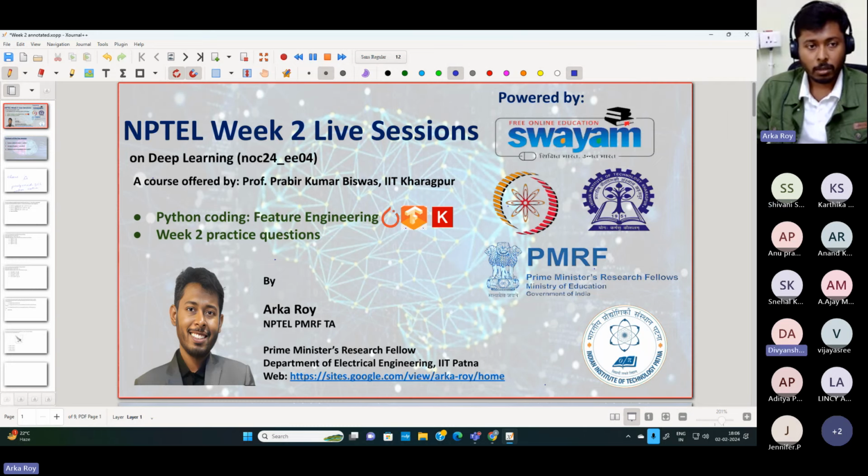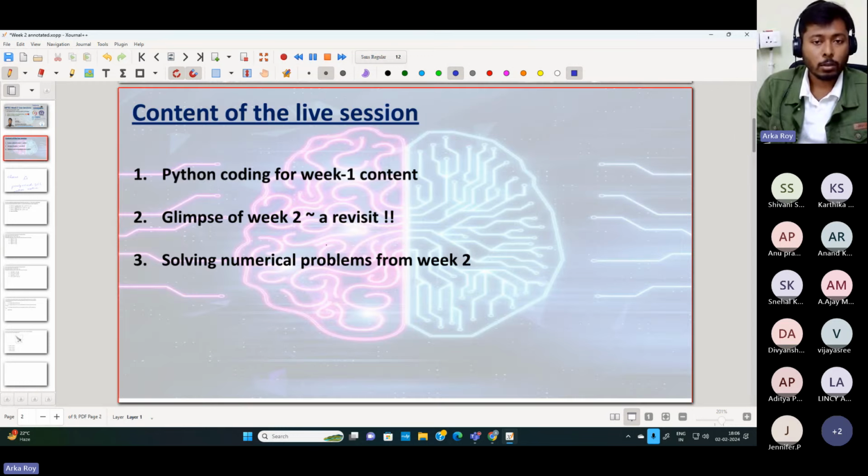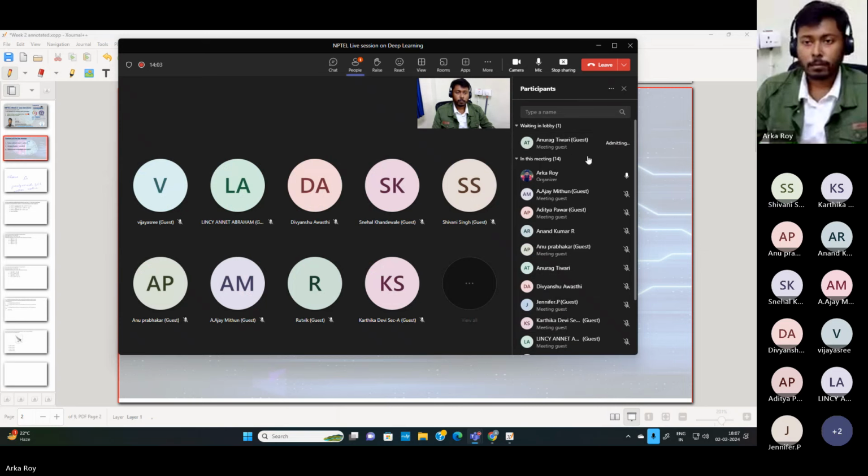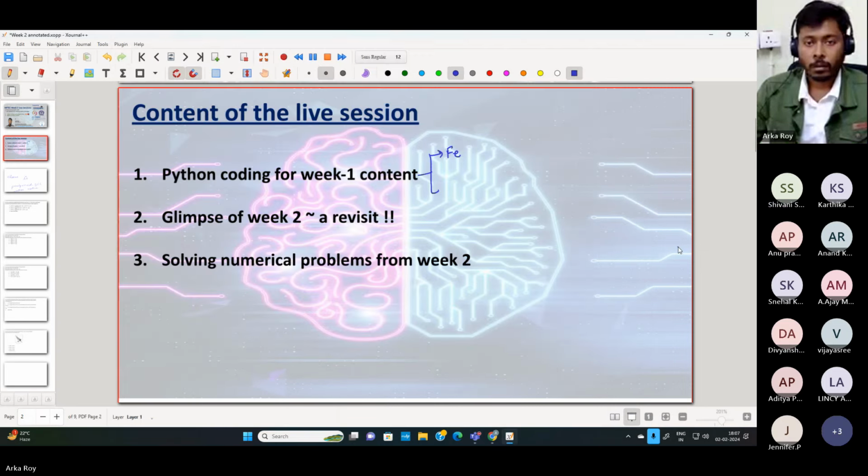So in this particular session, we will be following this roadmap. We'll start by doing some hands-on session on whatever topic we have learned in week 1. So in week 1, we basically learned how to extract features.